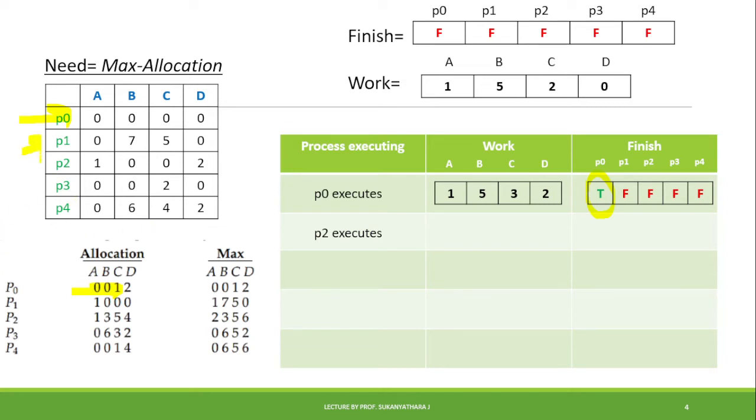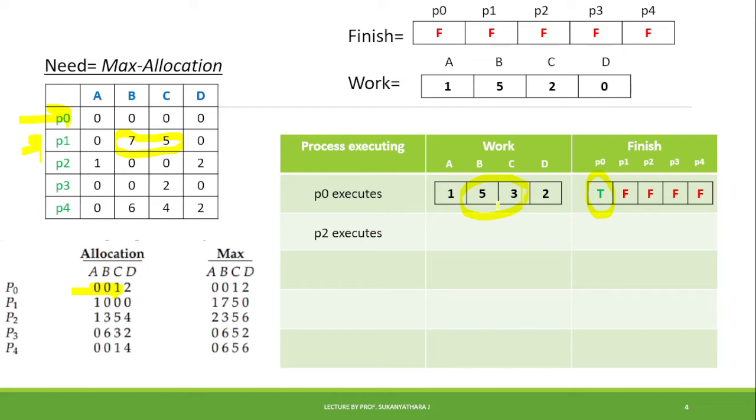No, P1 cannot execute right away because P1 needs 7 and 5 copies of resource types B and C respectively, but we have a shortage of resource types B and C. At this point in time we have just 5 and 3. It is not sufficient. We have to completely satisfy the request of P1. Only then can P1 execute completely and leave. Okay, so P1 will wait. P1 will wait until resources are free.